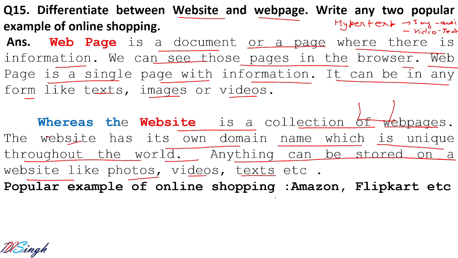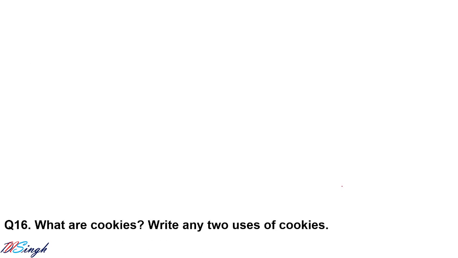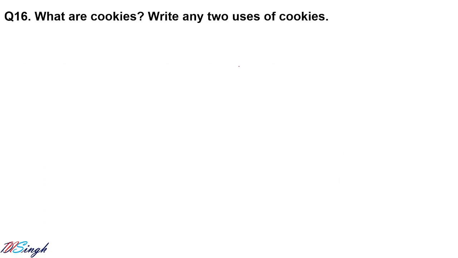Some popular websites are online shopping websites, Amazon, Flipkart, and your Vidyalaya website, or there are many more which you are searching and checking out day by day while you are surfing on your web browser. Let us see what are the cookies. Write any two uses of the cookies.